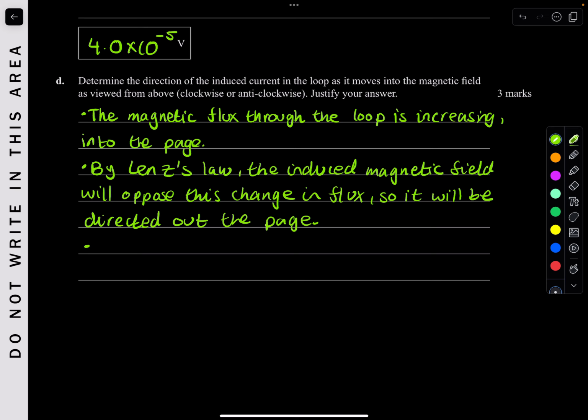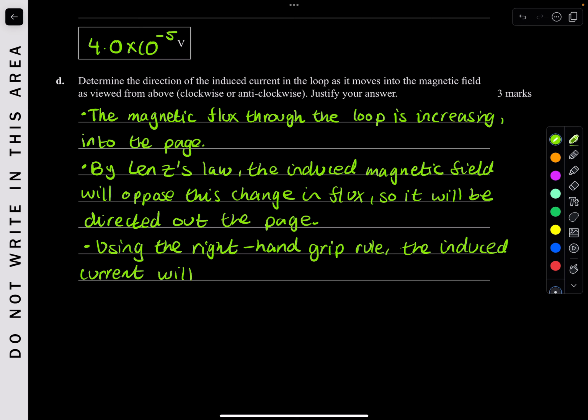Easy. And then the last question, using the right hand grip rule, or coil rule, the induced current will flow anti-clockwise from what we saw. And that's it. That should give you full marks. 3 marks, 3 dot points.